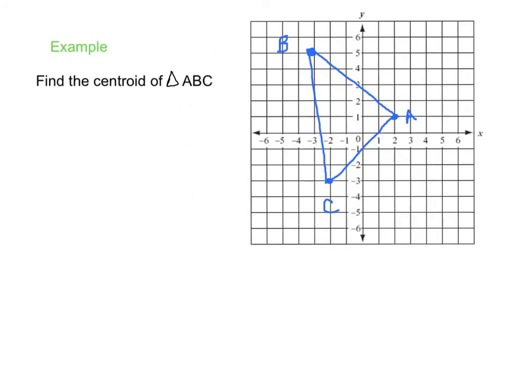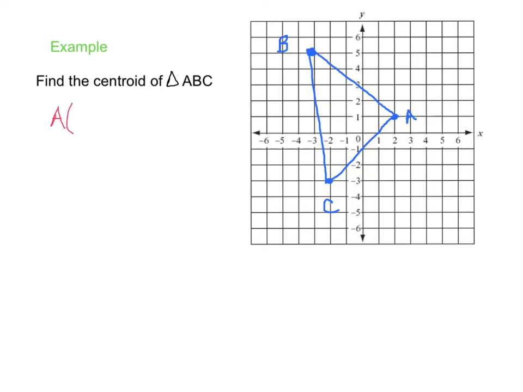We've got one final example here. What we want to do is find the centroid of triangle ABC. So we have a triangle here, but now it's in a coordinate plane. So we have specific points. So we want to find the centroid. So first it might be helpful to list where our points are.